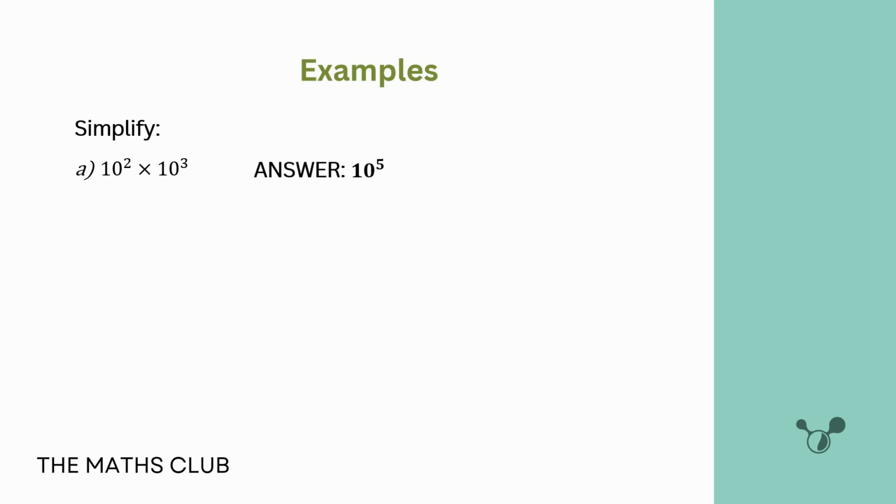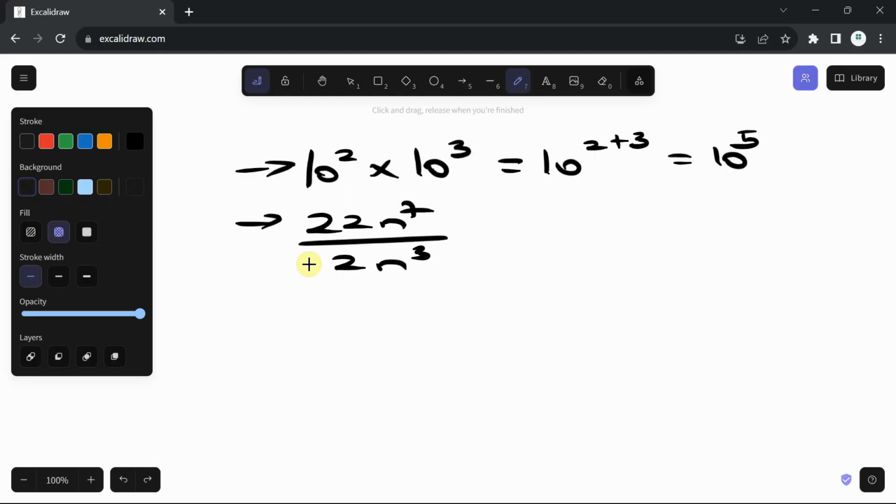Great. Example 2 says 22n^7 divided by 2n^3. So first things first, we can divide the 22 by 2. That will give us 11. So we have 11n raised to the power of 7 divided by n raised to the power of 3.